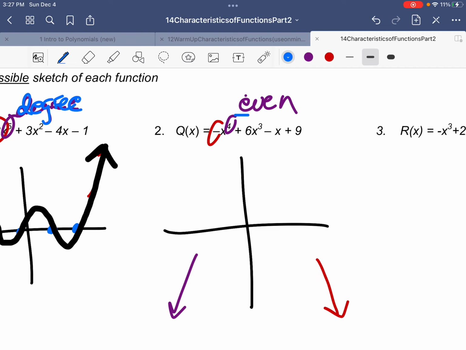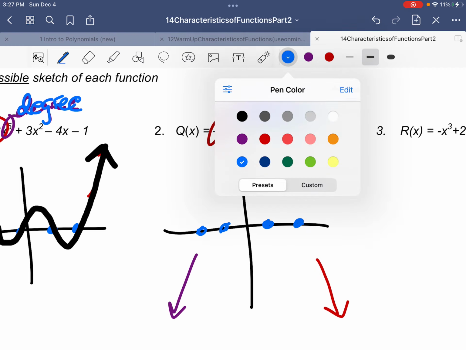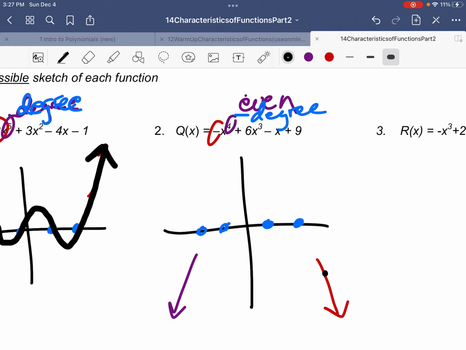X-intercepts still connect to the degree. Remember, it's going to be the same. So I'm going to end up with 4 x-intercepts. And then what's this graph going to do? Well, you know it's going to have to zigzag as it connects and attaches to both ends of this graph.